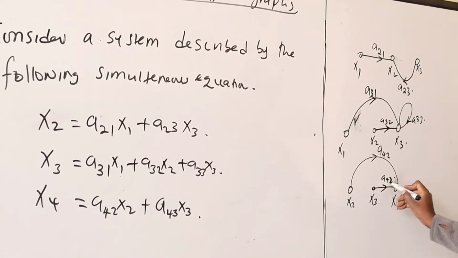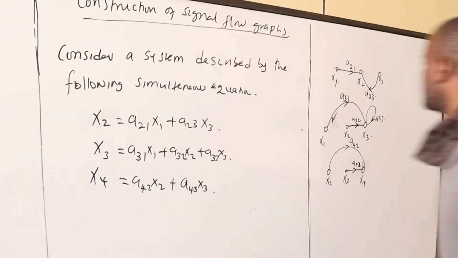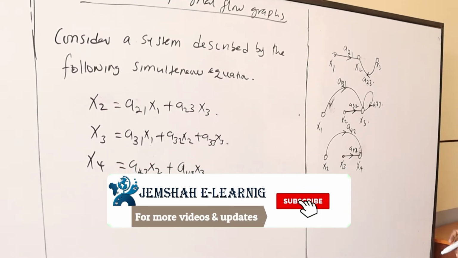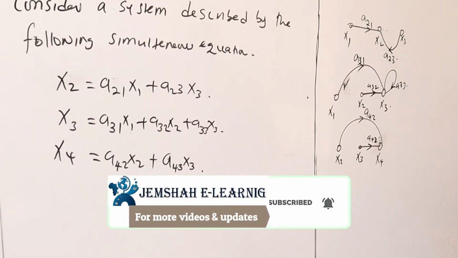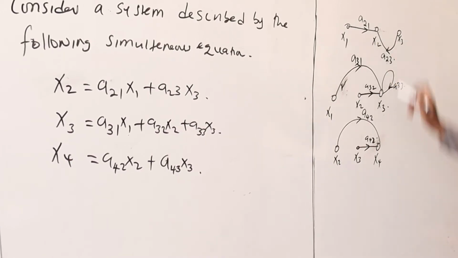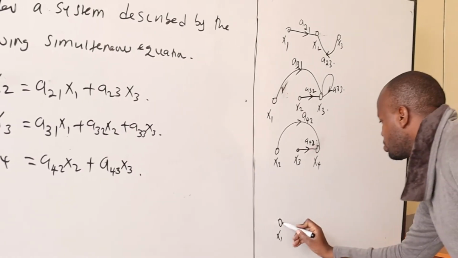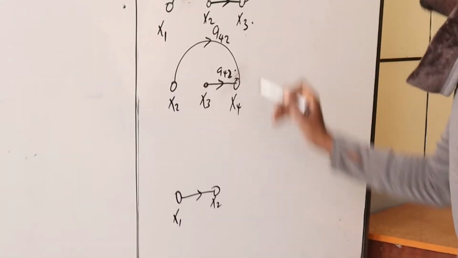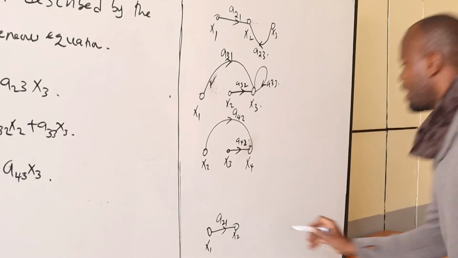Then these ones are what form these particular simultaneous equations. And therefore, we can join everything, and then we can have a signal flow graph for that particular system with those simultaneous equations. So in this case, if we join them, we can start with x1 here. x1 goes to x2, and at that, we have a21. Then we have x3 here.